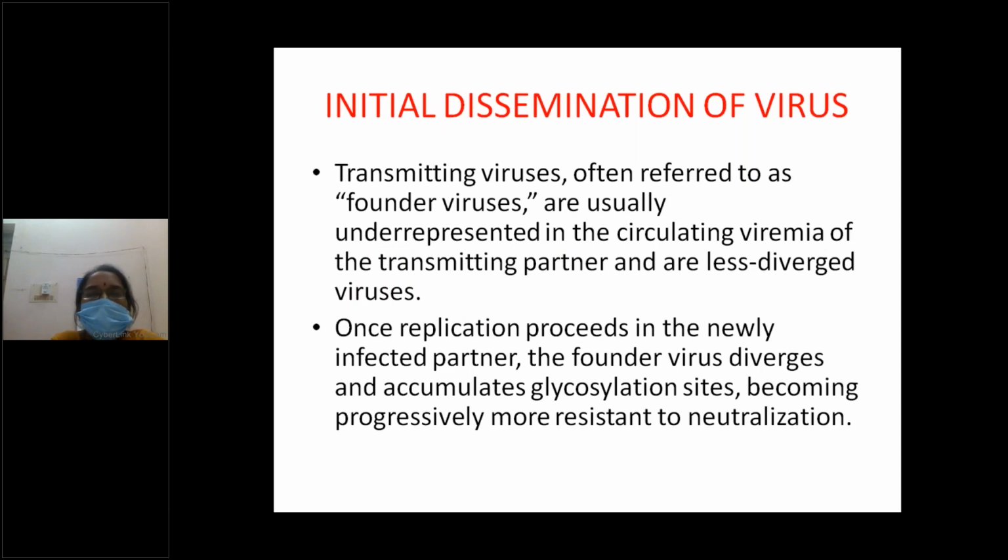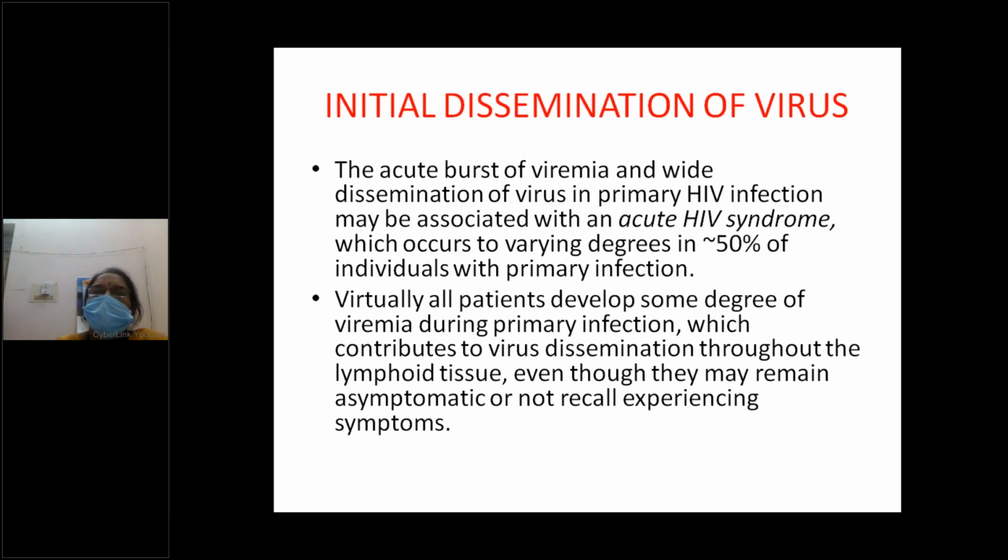Initial dissemination of virus. Transmitting viruses, often referred to as founder viruses, are usually underrepresented in the circulating viremia of the transmitting partner and are less divergent viruses. Once replication proceeds in the newly infected partner, the founder virus diverges and accumulates glycosylation sites and becomes progressively more resistant to neutralization.